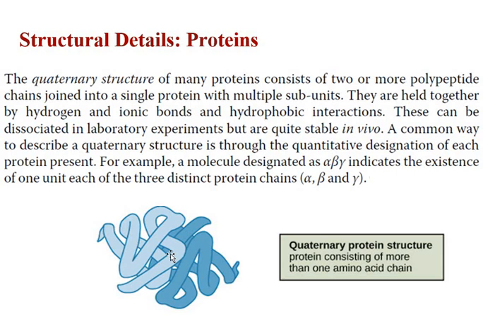So a common way to describe this quaternary structure is through naming the particular proteins present. For example, suppose a molecule is designated as alpha, beta, gamma. The example that I have written here, it indicates that there are three distinct peptide chains, right? One of them I am calling alpha chain, one beta chain, one gamma chain. Three different peptide chains. They are combined together as subunits to create one protein molecule.